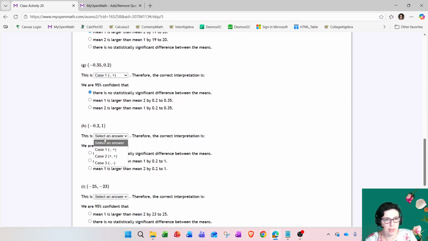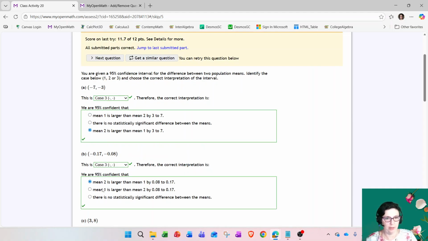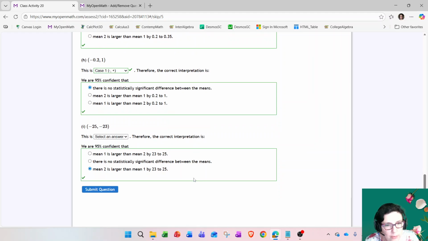This one's the same thing. Case one, no difference. This one, both answers are negative, which means that the second number is larger. So mean 2 will be larger than mean 1. And let's submit that. Well, I forgot to select this as case 3.